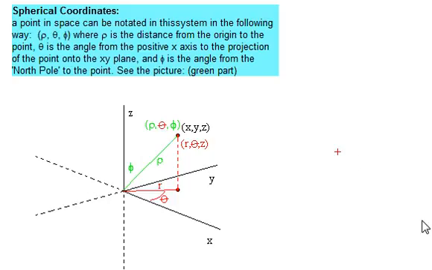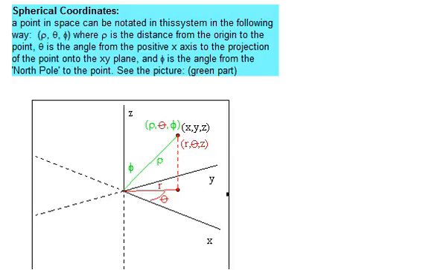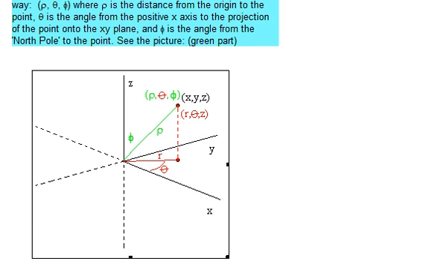Be warned, different books, different subject areas. For instance, I think most physics books have this the other way. They will have rho, phi, theta, where phi is the angle from the positive z-axis, and theta is the angle from the positive x-axis to the point's projection into the xy plane. So you get a new book, you get a new subject area, look up and see for sure how the coordinates are defined, because they might be different.